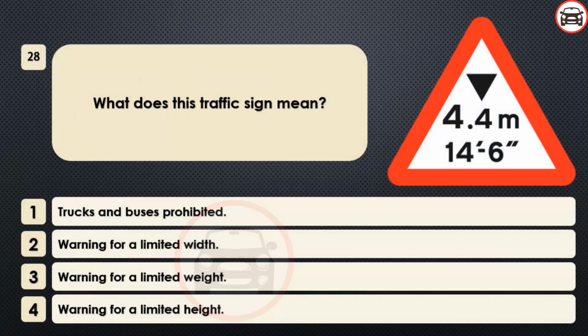What does this traffic sign mean? 1. Trucks and buses prohibited. 2. Warning for a limited width. 3. Warning for a limited weight. 4. Warning for a limited height.